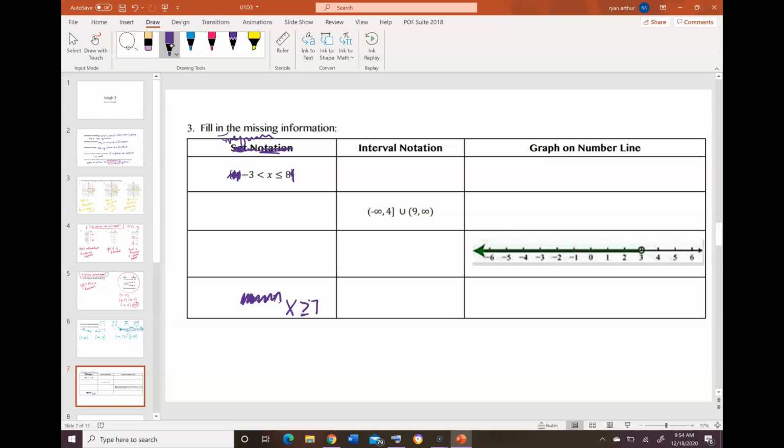All right, so interval notation. You see how it says my x's are between negative 3 and 8? So that means all my x's are between negative 3 and 8. So that means my x's are between negative 3, comma, 8. It can't equal negative 3, so we put a parentheses. It can equal 8, so we put a bracket. Okay? I'm not going to worry about graphing this one because we're focusing on interval notation. All right. So let's skip this one too.